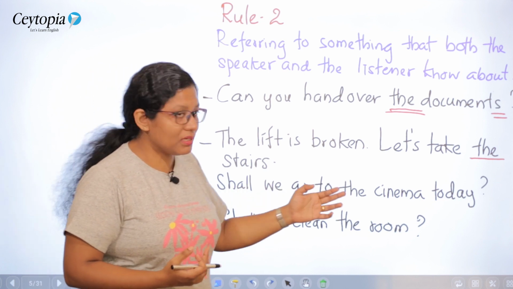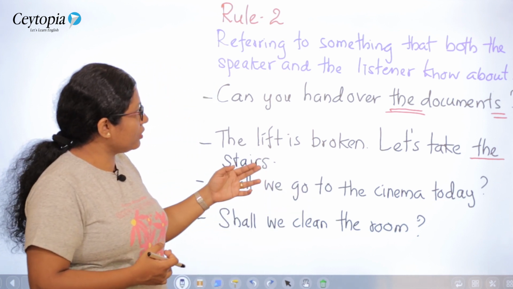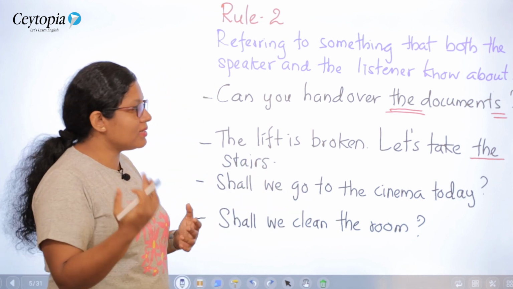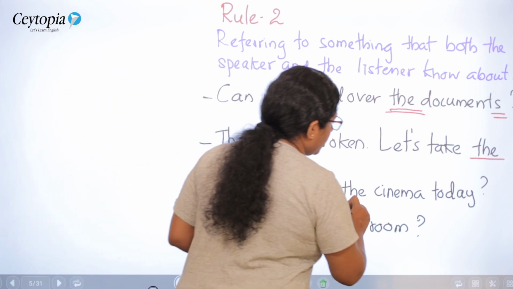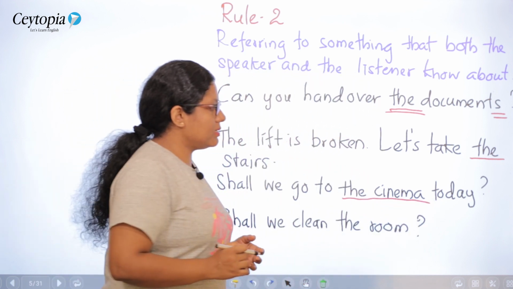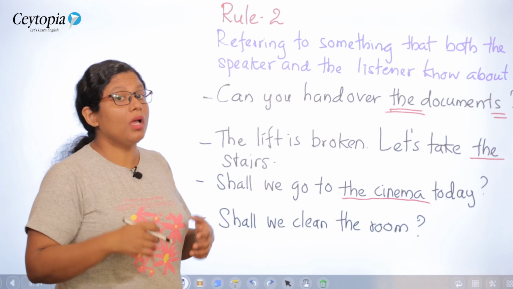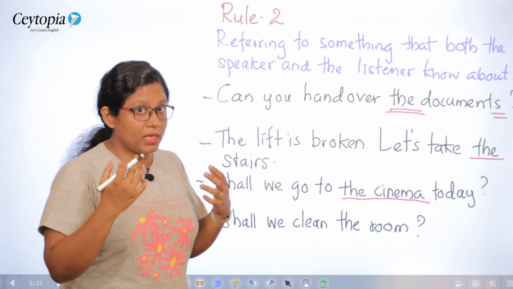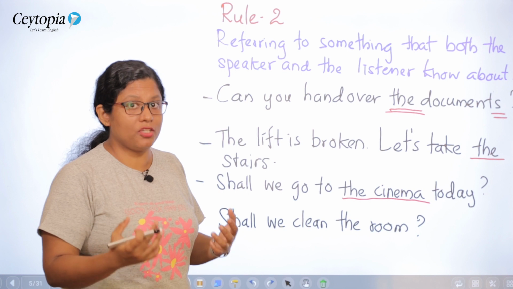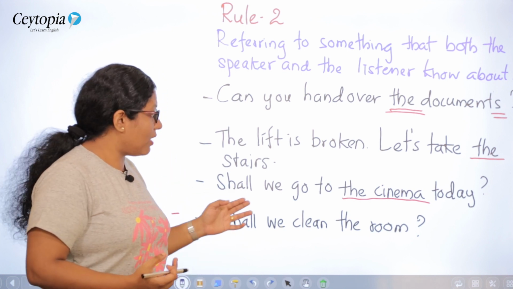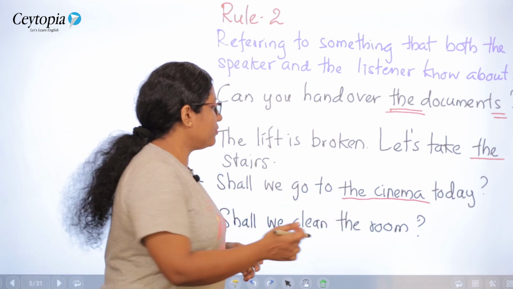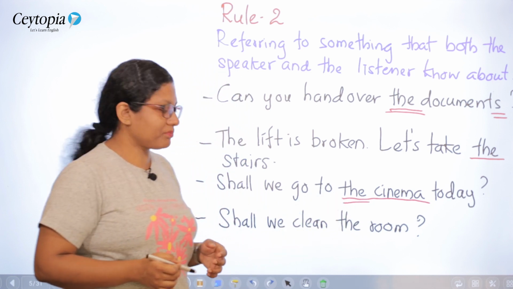Shall we go to the cinema today? Referring to something that both the speaker and the listener know about. They both know that there is one cinema hall in the city or the cinema which they visit all the time, the usual place. Shall we go to the cinema today? Therefore you say the cinema.